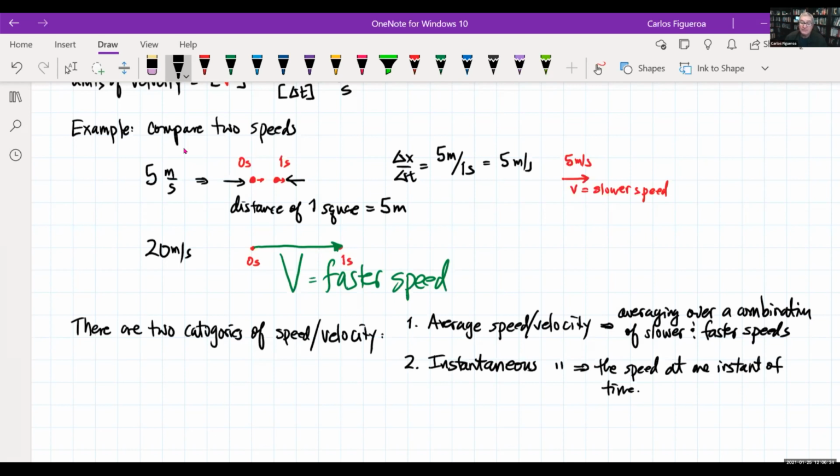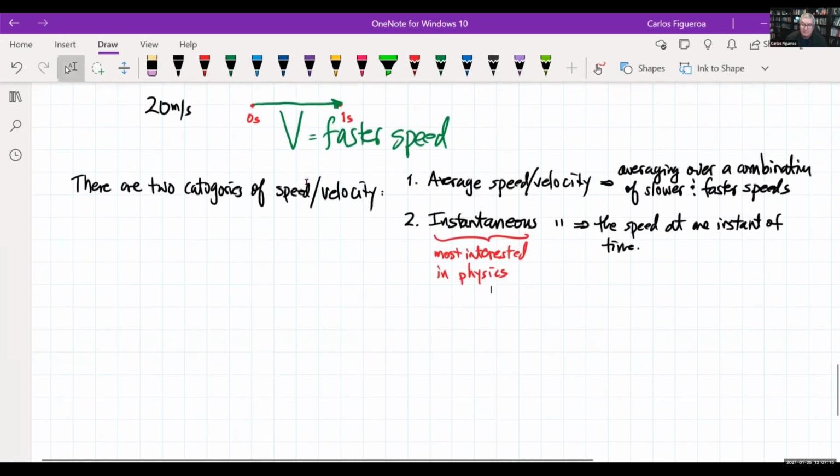It turns out that in physics, we typically don't care about the average speed. We care about the instantaneous speed. That gives us information at one particular time. So when we talk about instantaneous, this is what we're most interested in, in physics. So when I talk about speed or velocity, I always talk about instantaneous velocity.